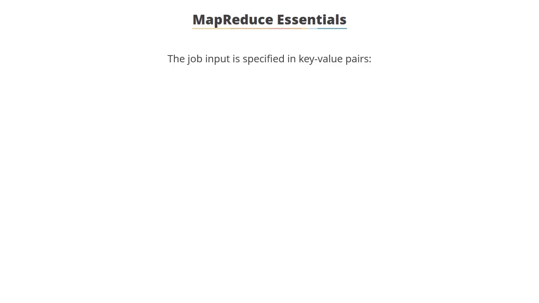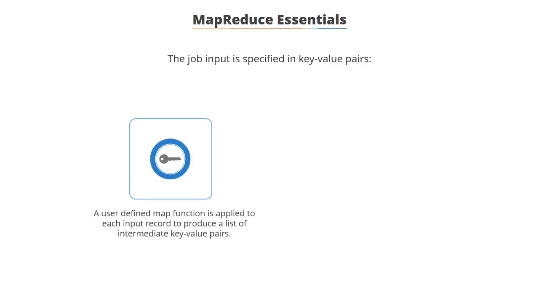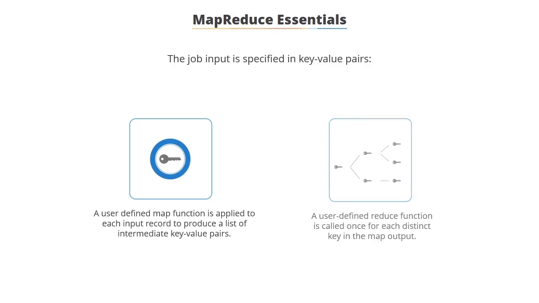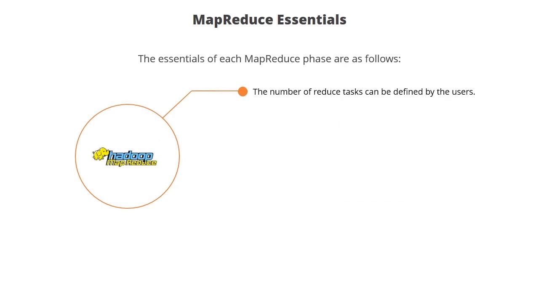Each job consists of 2 stages. First, a user-defined map function is applied to each input record to produce a list of intermediate key-value pairs. Second, a user-defined reduce function is called once for each distinct key in the map output. Then the list of intermediate values associated with that key is passed. The number of reduce tasks can be defined by the users.